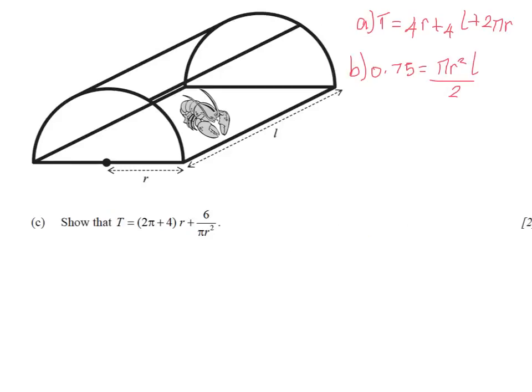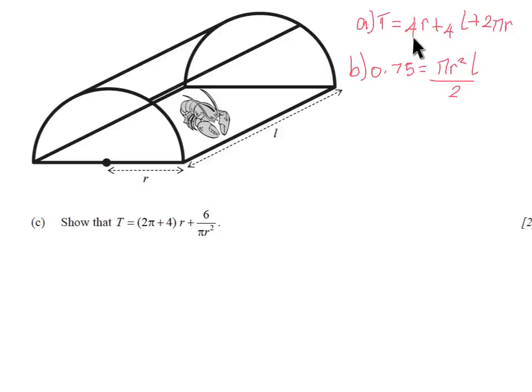Okay, so now they're asking us to show that T is equal to all this here. All right, well, this looks a lot harder than it is, like the rest of the question. It just looks like a scary thing, which it's not that bad. Notice that there is a pi and there's a r here in our expression for T.